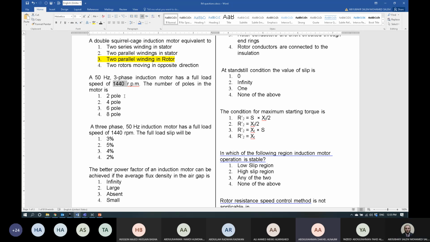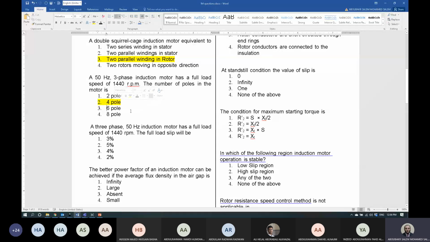Because, Doctor, if it is 4 poles it would be 1800. That is for 60 hertz. Oh, 50 Hz. Okay, but here it's 50 hertz. 4 poles. It's 4 poles. This is right, because at 4 poles with 50 hertz, the synchronous speed is 1500. So 1440 is close to 1500. This is the logical one.